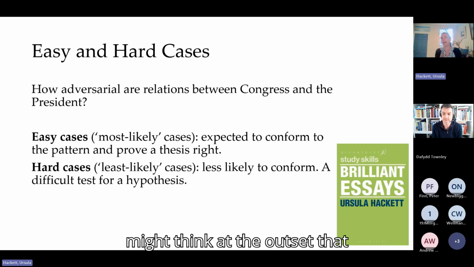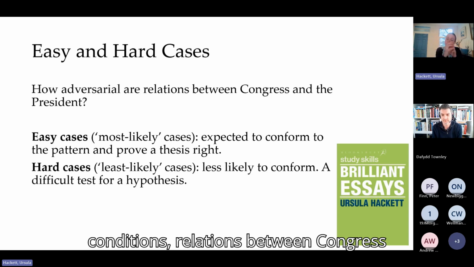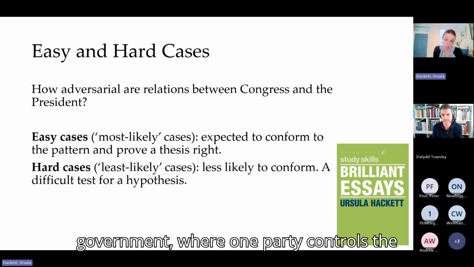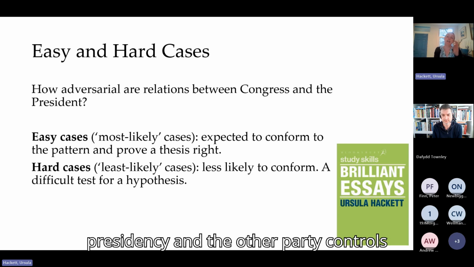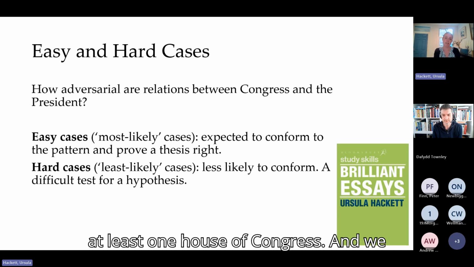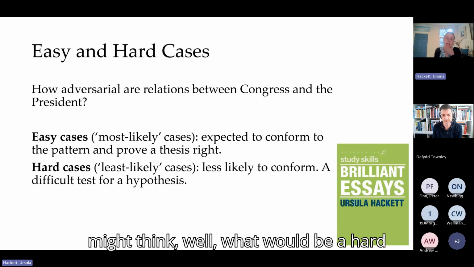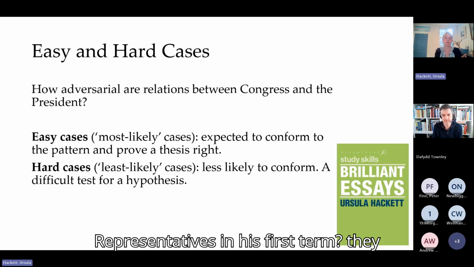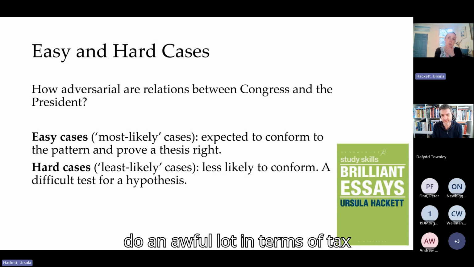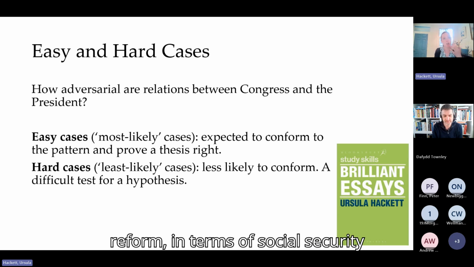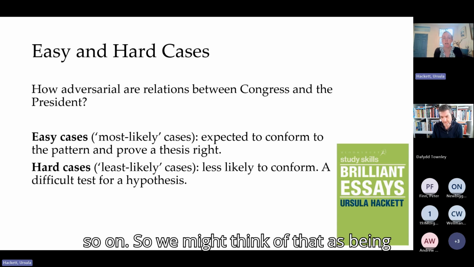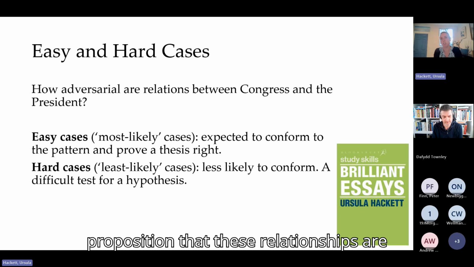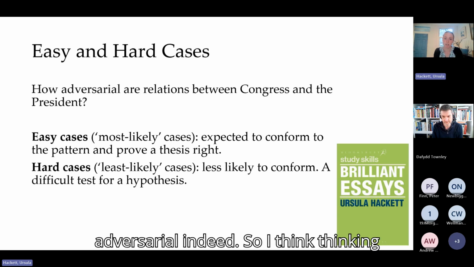We might think at the outset that relations between Congress and the presidency would be more adversarial during times of divided government, where one party controls the presidency and the other party controls at least one house of Congress. And we might think, well, what would be a hard case there? Well, what about Ronald Reagan and the Democratic House of Representatives in his first term? They do an awful lot in terms of tax reform, Social Security reform, defense spending, and so on. So we might think of that as being an especially hard case for establishing the proposition that these relationships are adversarial indeed.